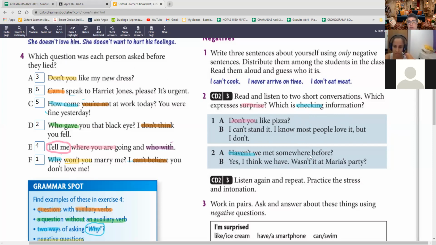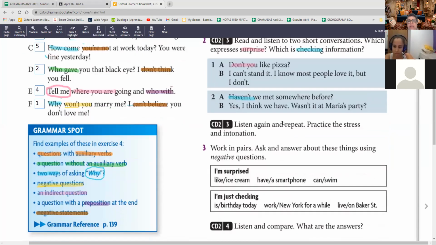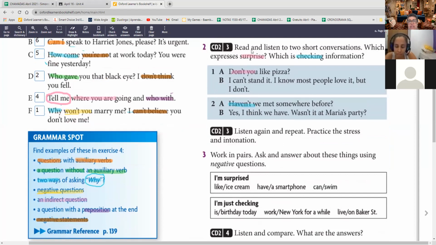Good. So now listen again and repeat. Practice the stress and intonation. These kinds of sentences have a special intonation, right? So listen one more time and let's repeat afterwards.